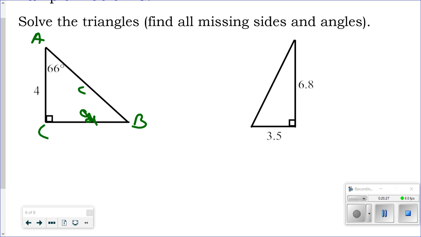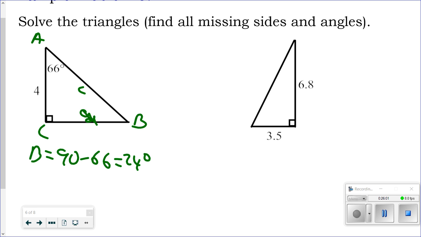So, I'm given angle A. Angle B is easy, because what do these 2 angles have to add up to? 90 degrees, 180 for the whole thing, but 90 for the 2 acute ones, right? So that means angle B is 90 minus 66, which is 30 minus 6, which is 24. So my angle B is 24 degrees. Woohoo! I always start with the easiest thing I can, and if I'm given an angle, find the other one.